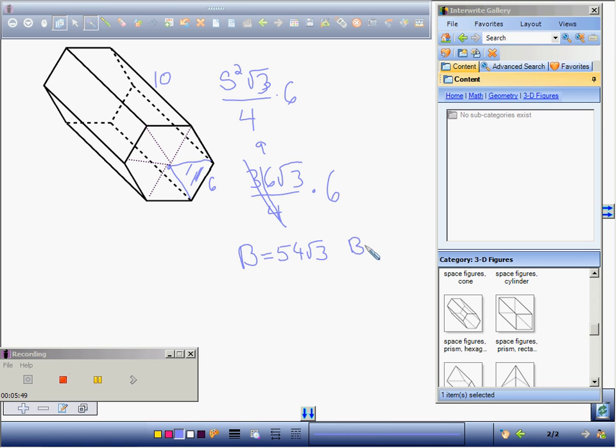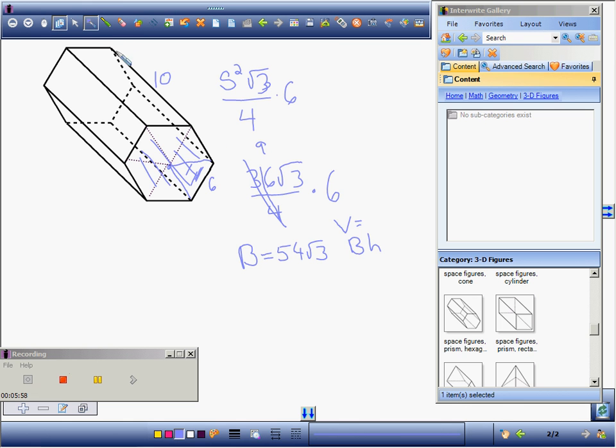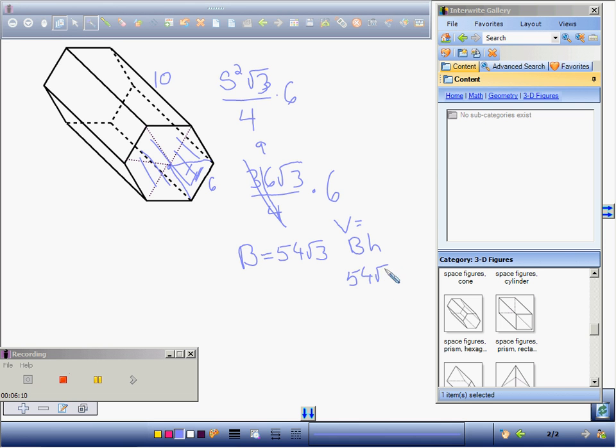And now I need to multiply to find the total volume of the figure. I multiply the area of the base, which is this area, times its height, which in this case is really the length, since it's resting on this bottom side down here. So base times height would give you 54 root of 3 times 10, which is 540 square root of 3. Okay? And if these are, let's say, centimeters this time.